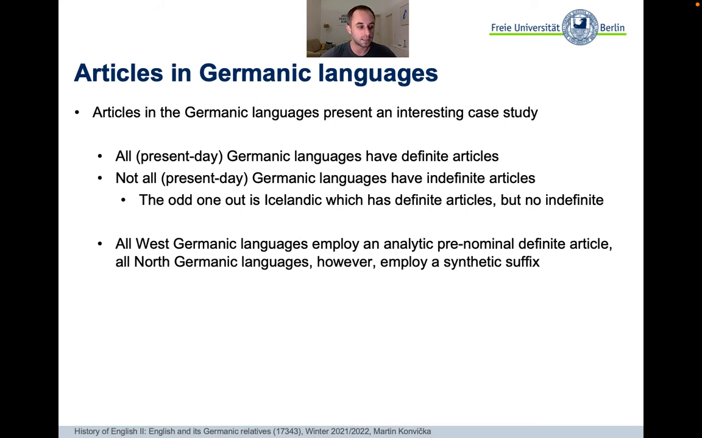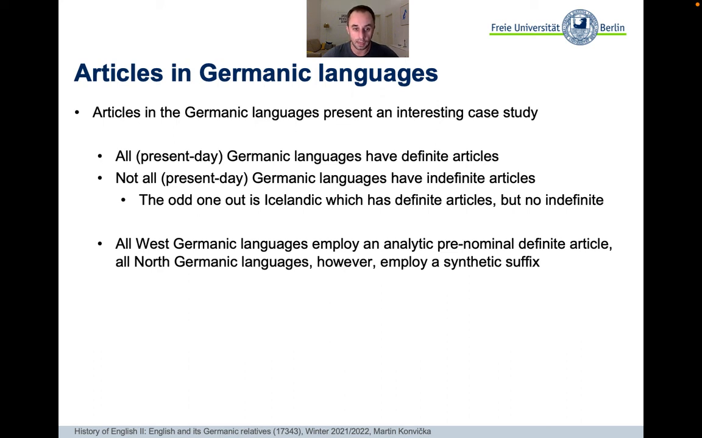Okay, and then if we take a second look at the articles, not only whether a language has or has not articles, we might concentrate on the form of the articles. And we'll see that all West Germanic languages, so English, German, Yiddish, Luxembourgish, Dutch, Pennsylvanian Dutch, and so forth, all of those languages employ an analytic prenominal definite article, meaning the article comes before the noun and the article is a standalone word, right?